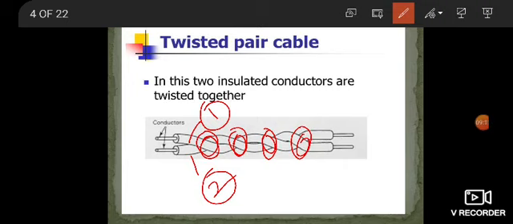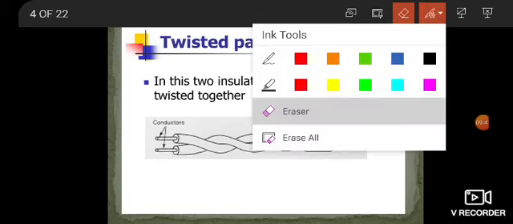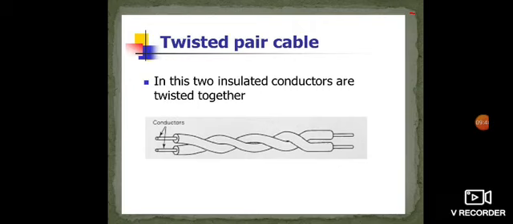At the receiver, the receiver will get the original signal instead of getting an interference-noised signal. So we get the original signal at the receiver. For these reasons only, we use this twisted pair cable. This is the reason to use the twisted pair cable.